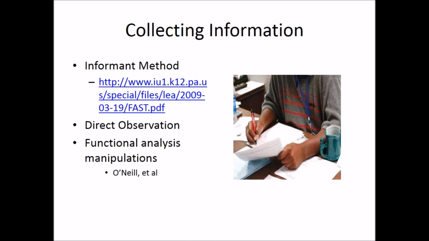We're not going into depth in this workshop on functional analysis manipulations, but this is the process of testing your hypothesis for the likely function of the behavior. This is particularly important when the informant and direct observation methods don't yield information sufficient to develop a hypothesis, and you need further inquiry. If a behavior plan is implemented with integrity and the behavior is not changing, your data may have suggested the wrong hypothesis.